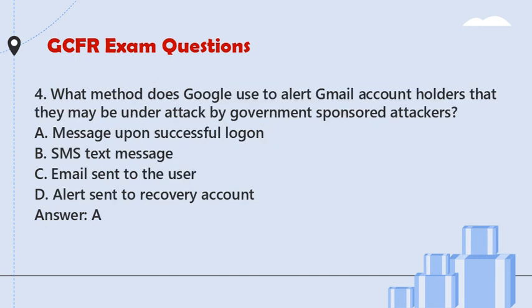4. What method does Google use to alert Gmail account holders that they may be under attack by government-sponsored attackers? A. Message upon successful logon. B. SMS text message. C. Email sent to the user. D. Alert sent to recovery account. Answer: A.